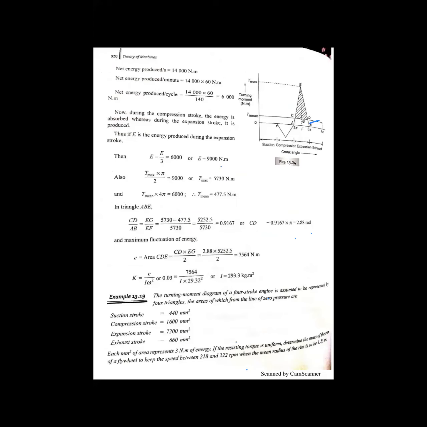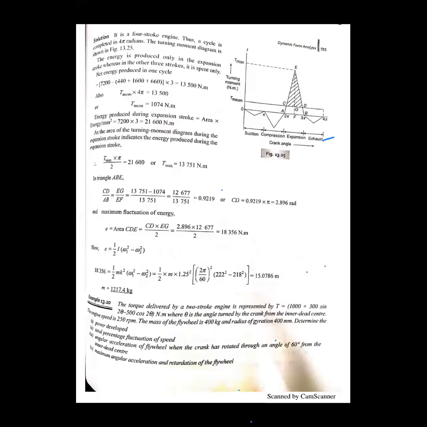we get 15.0786 m, so m is 1217.4 kg. All of you observe here: the value we have calculated is the mass of the rim of the flywheel, 1217.4 kg.